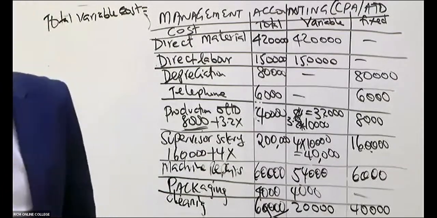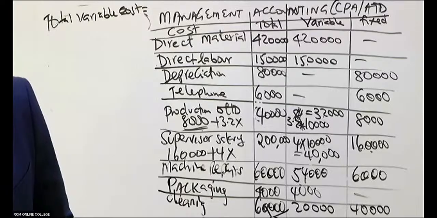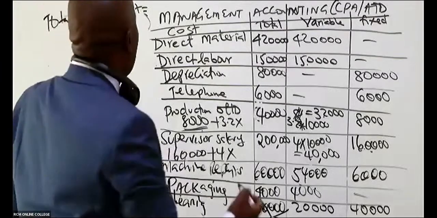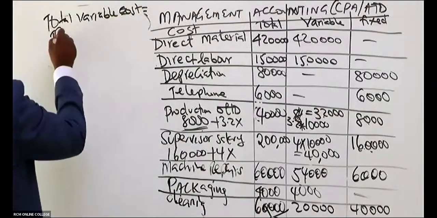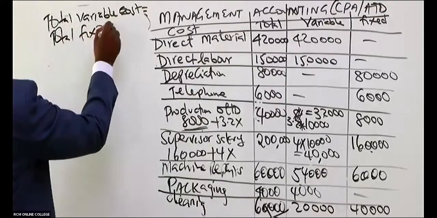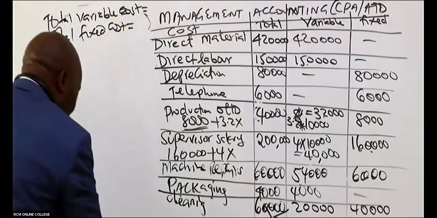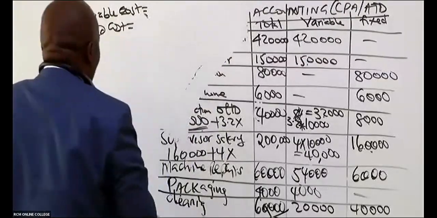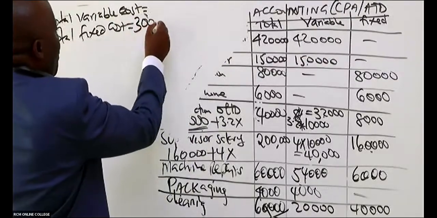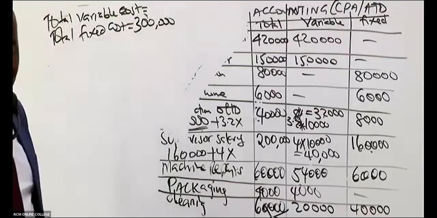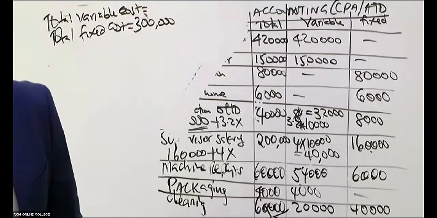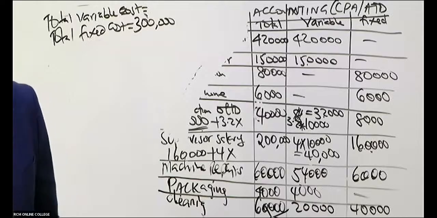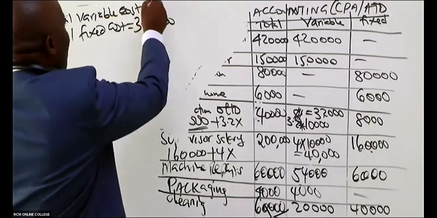So fixed by Kennedy, 300,000. Total fixed cost. Kennedy is giving me a figure of 300,000. And then there is a ninja up here who is giving me the total variable, called George. George is giving me 720,000.